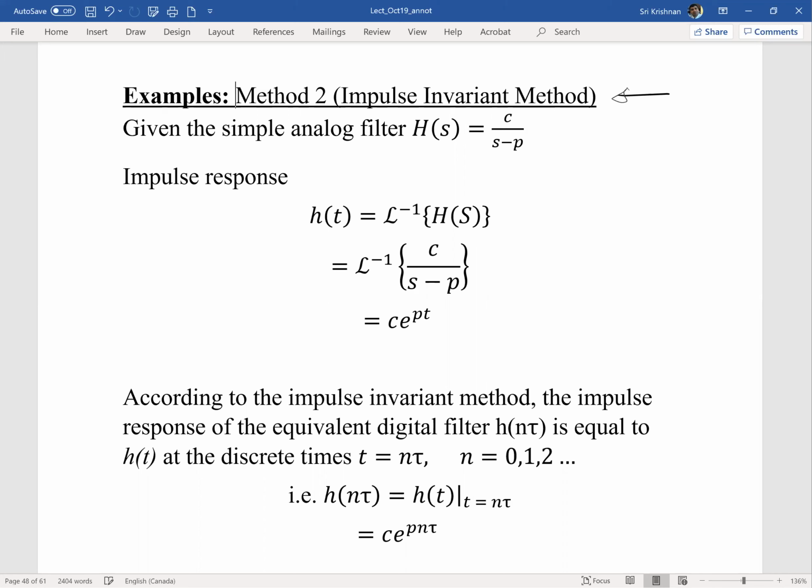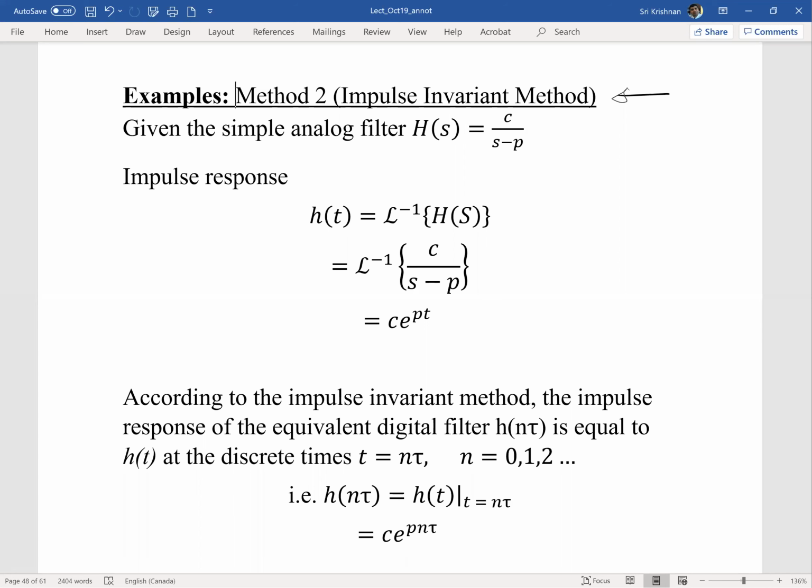So the impulse invariant method, as the name indicates, essentially uses the concept of analog filter design to digital filter design conversion. Here the filters are not really designed in the digital domain directly. We take advantage of the great designs available in the analog domain and transfer that into the digital domain.